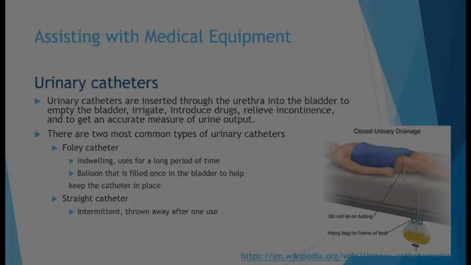Urinary catheters. Urinary catheters are inserted through the urethra into the bladder to empty the bladder, irrigate, introduce drugs, relieve incontinence, and to get an accurate measure of urine output. There are two common types of urinary catheters. A Foley catheter, which is used for a long period of time, called an indwelling catheter. It has a balloon that is filled once inside the bladder to help keep the catheter in place. Another is a straight catheter, which is thrown away after one use, called an intermittent catheter.